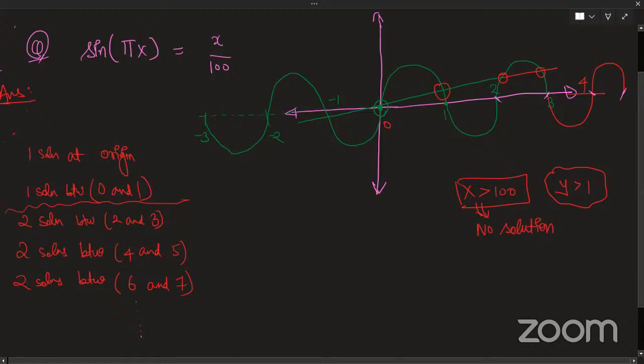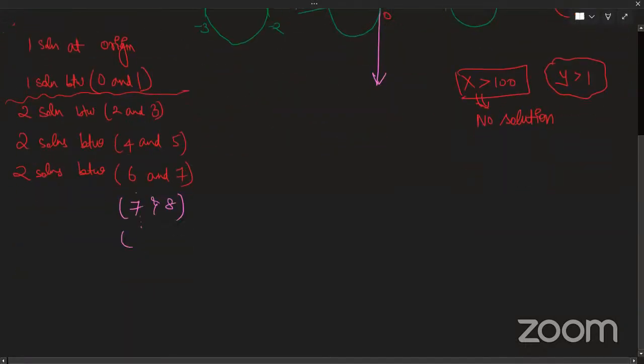Then I have 5 से 6 के बीच में negative. So it is 6 and 7. Yes, it is correct. 2 3 4 5 6 7. So right, like this I will have two solutions between 7 and 8 also. Two solutions between 8 and 9. Yeah, it is 9. So you can just count.